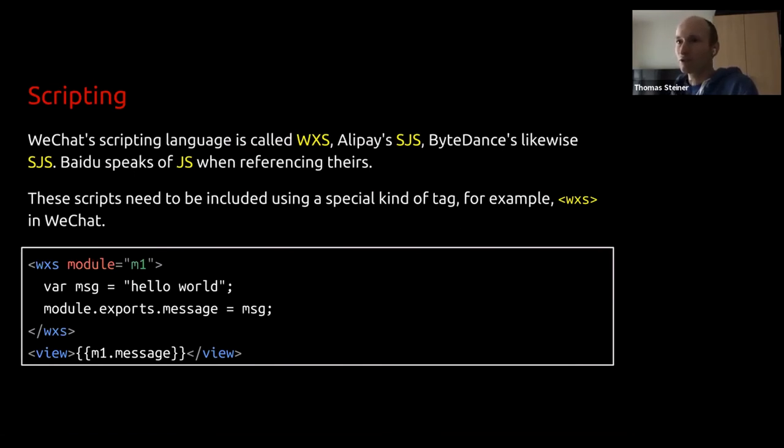For including a script, you need to include a special tag, WXS in WeChat's case. So you can see here, I have a script that's embedded in WXS, message hello world, module exports message equals to message. And then I can just, in my view, make use of the exported value here by referencing the module ID m1.message.